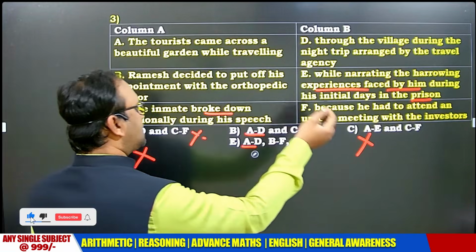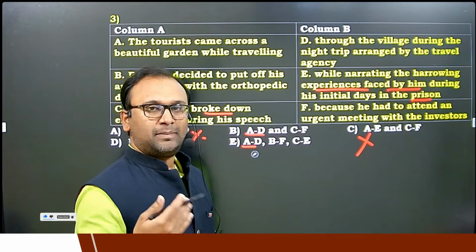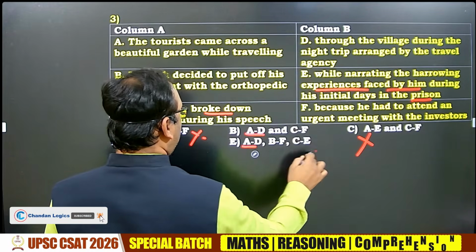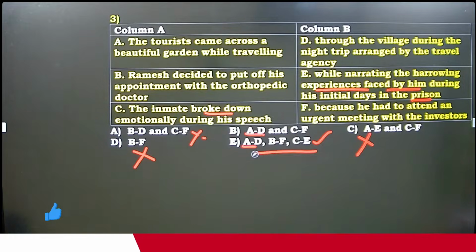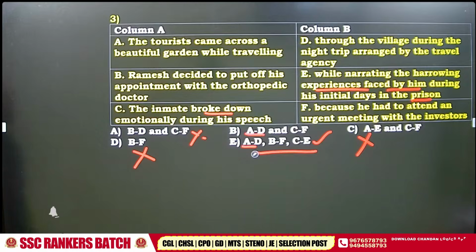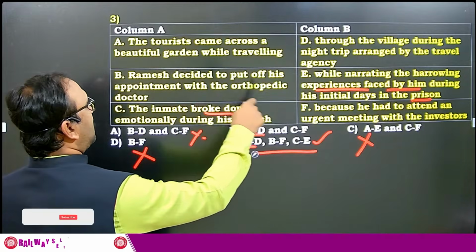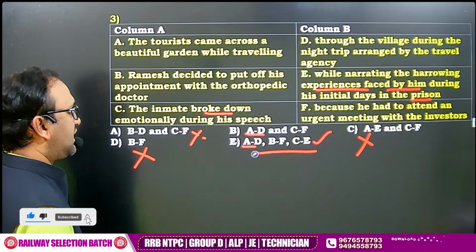So that he had now all bad experiences about it. So CE perfect. CE perfect. Done. So the tourists came across a beautiful garden while traveling through the village during the night trip arranged by the travel agency. That is perfect.